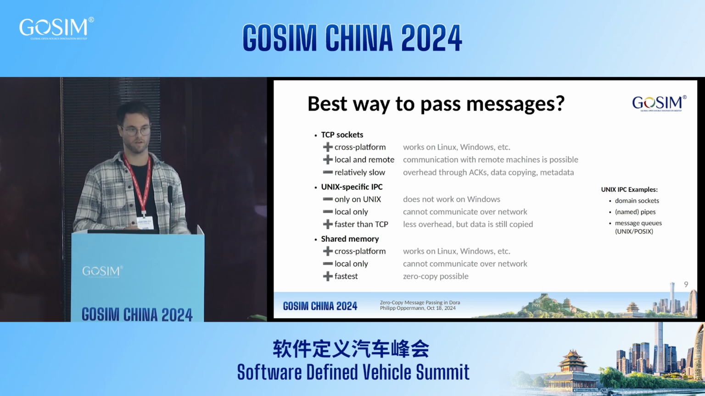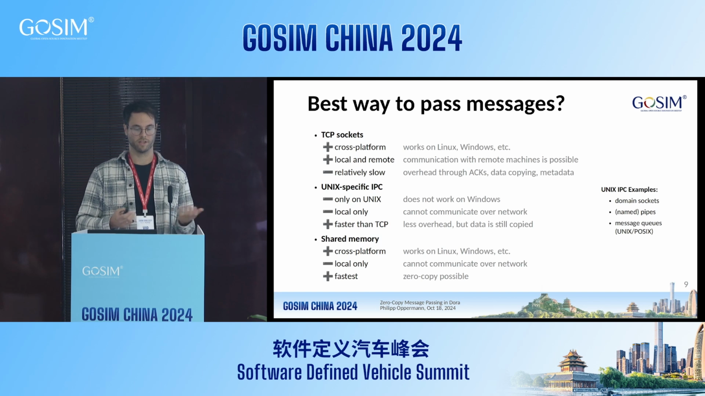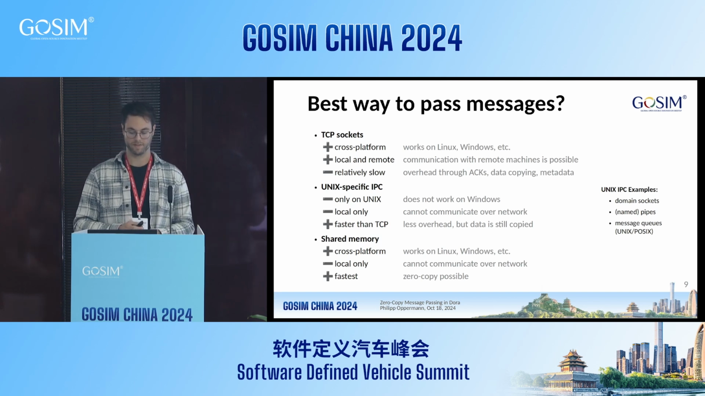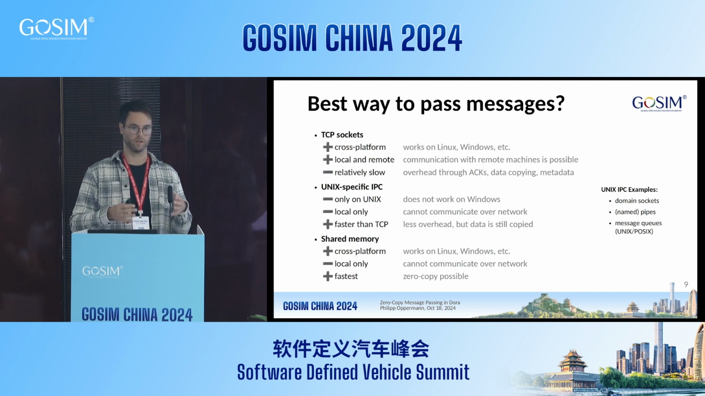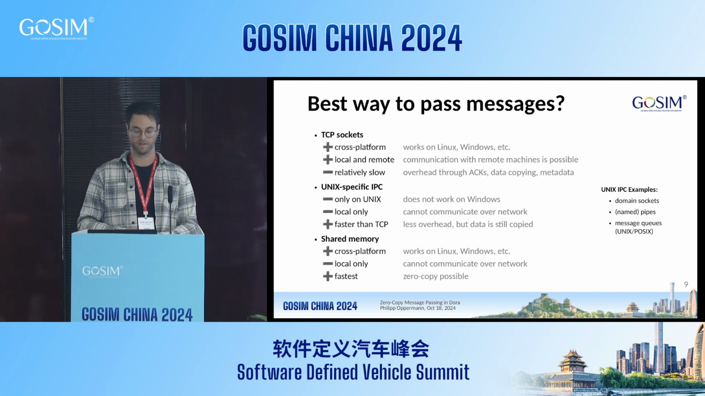So you have TCP sockets, which are nice. They are cross-platform, they're standard. You can access local, you can access remote machines. But compared to shared memory or Unix IPC, TCP can be a bit slower because it has various sources of overhead because it always has to deal with network unreliability, which we don't have on a local system. So Unix IPC has also advantages. It's faster, but it's only available on Unix, so it wasn't really a good candidate for our framework because we also want to run on Windows, for example.